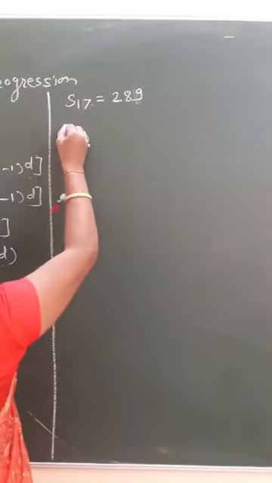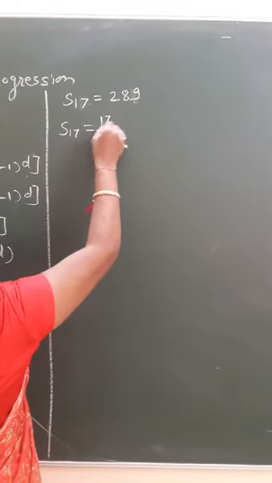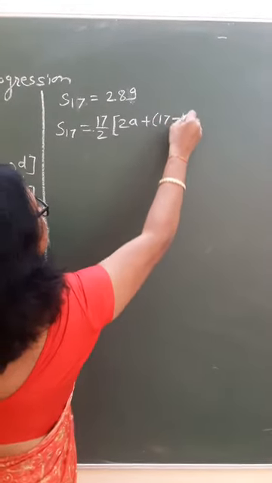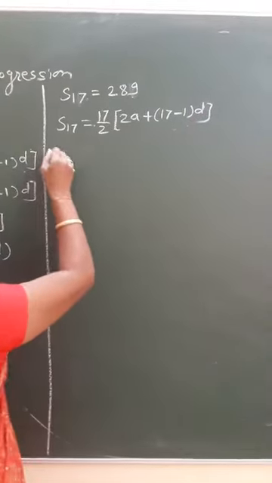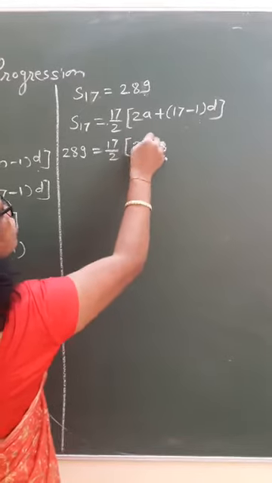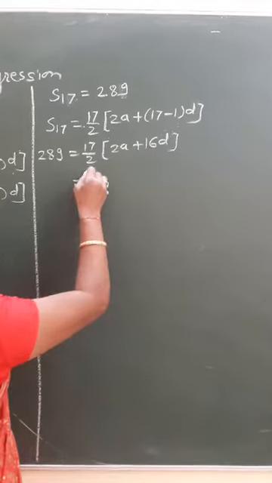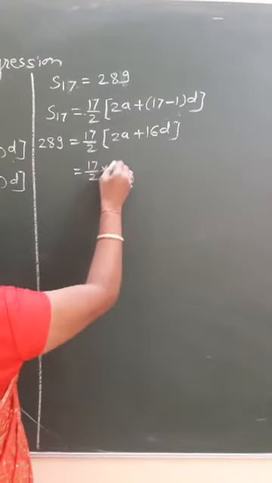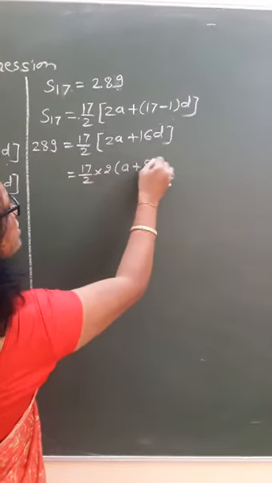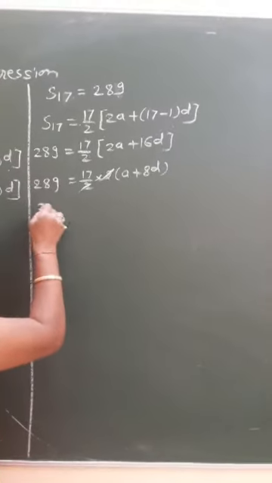S17 is equal to 289. As per the Sn formula, S17 is 17 by 2 in the bracket 2a plus 17 minus 1 into d. So 289 is equal to 17 by 2, here is 2a plus 16d. Here can we take 2 common again? I will get a plus 8d, and 2 will cancel.